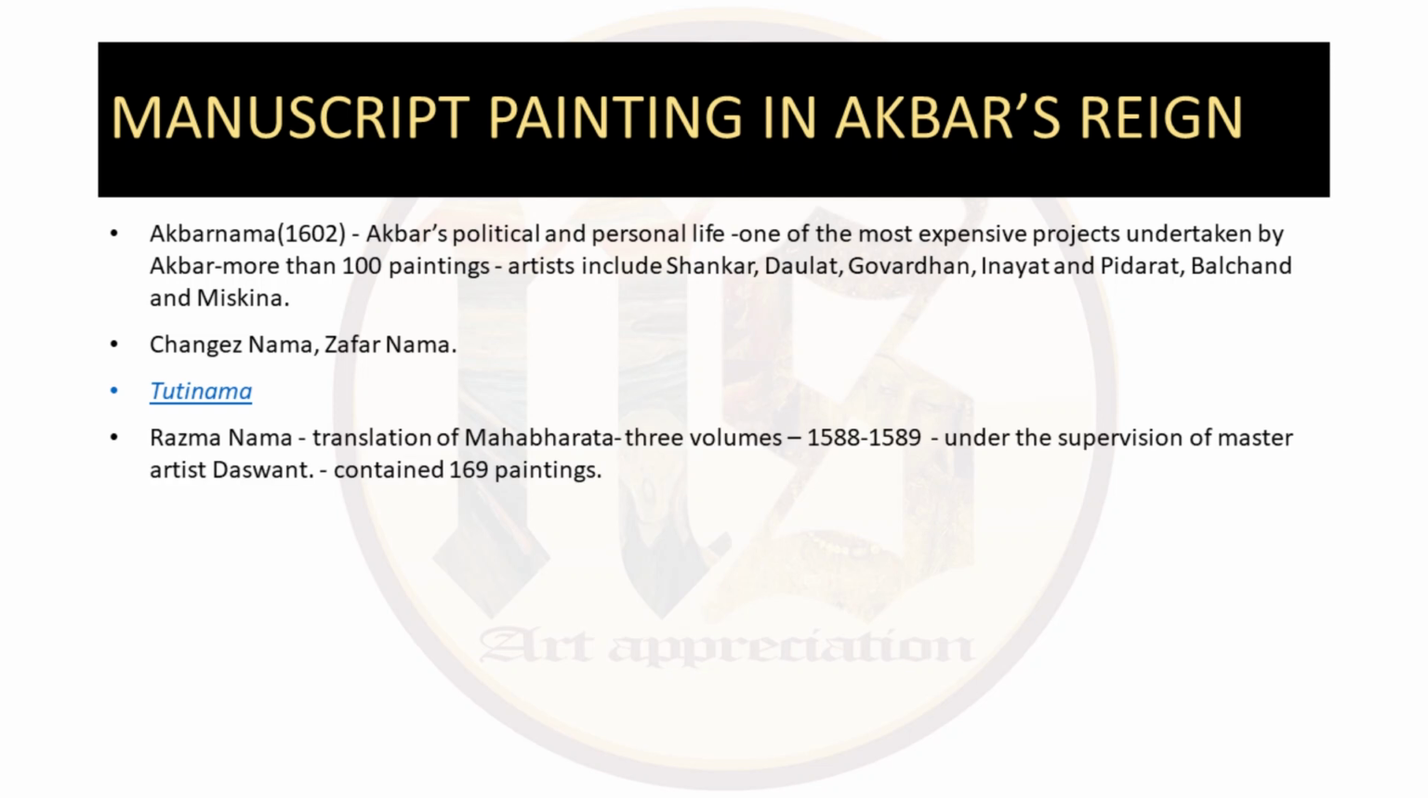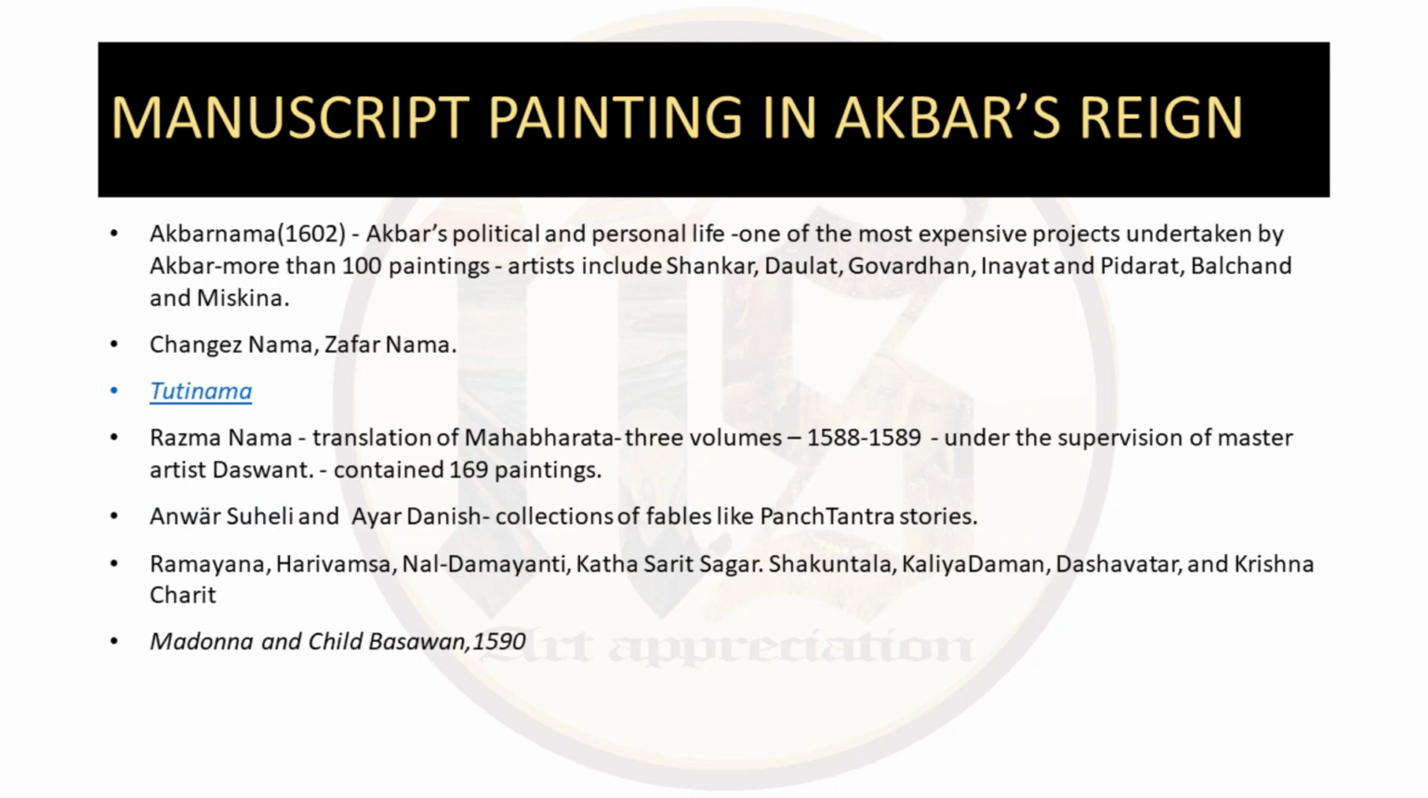It was done in 3 volumes, made between 1588 to 89 under the supervision of master artist Daswant, and it contained 169 paintings. Then Anwar Suhaili and Ayar Danish, which is like collection of fables like Panchtantra stories. Then more Hindu themes like Ramayan, Harivamsa, Nal Damayanti, Katha Charit Sagar, Shakuntala, Kaliya Daman, Dasavatar and Krishna Charit. We also see a painting of Madonna and Child done by Basavan in 1590, which is a proof that Europeans were in contact with the court of Akbar.